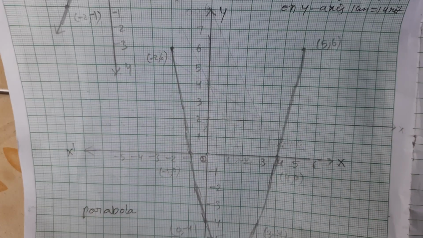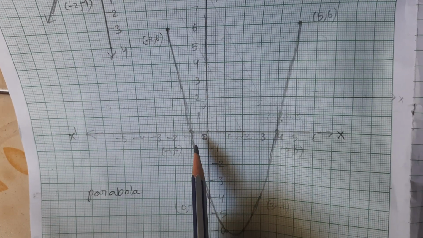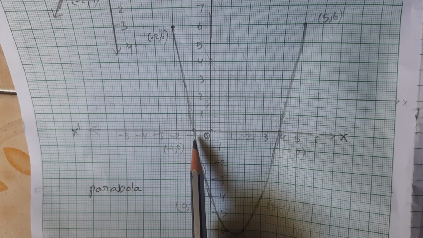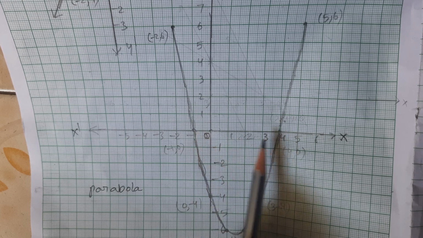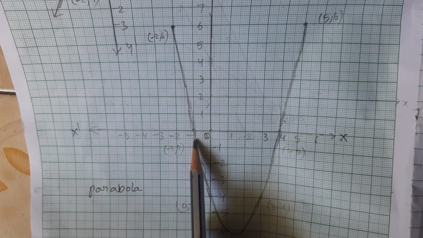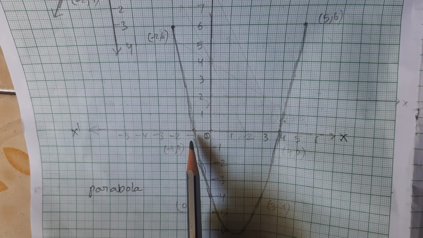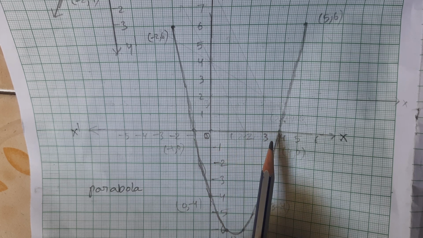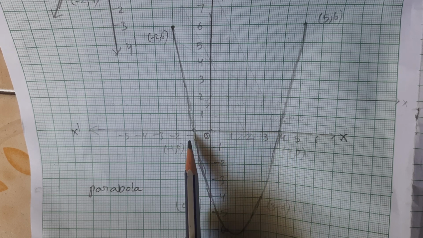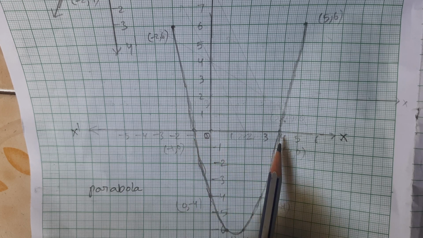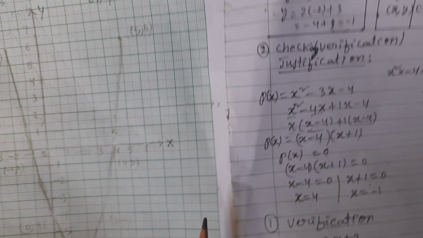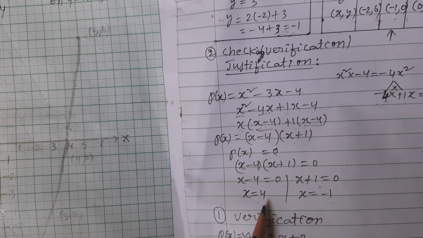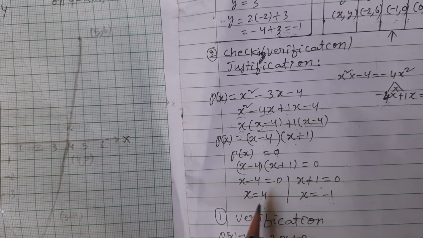In this graph there is one more important point we should discuss. What is that? This parabola cuts the x-axis at two different points, that is -1 and 4. That means it has two zeros, -1 and 4, because a quadratic polynomial has two zeros. In the algebraic verification also, I have already shown -1 and 4.